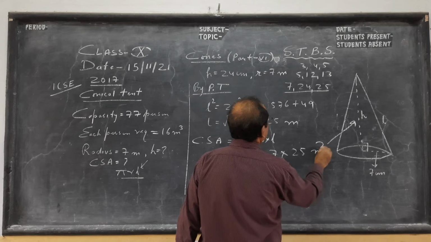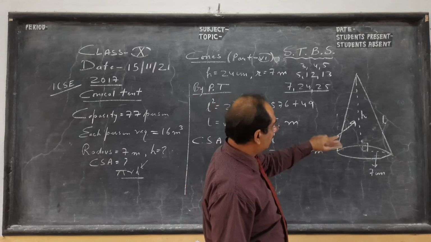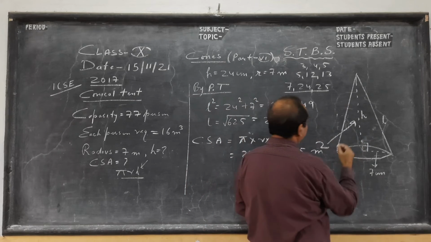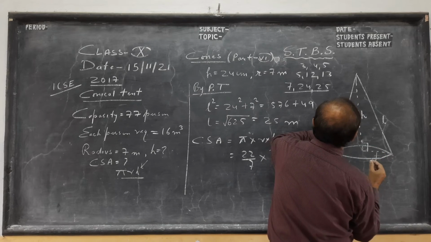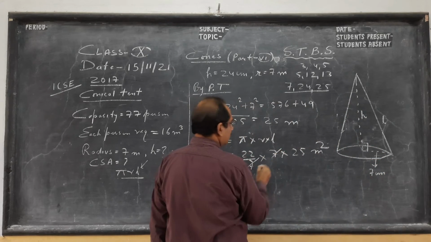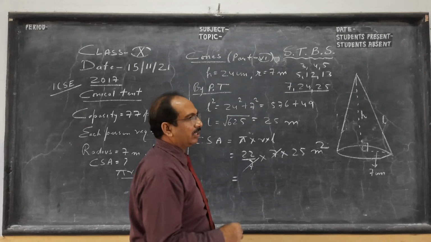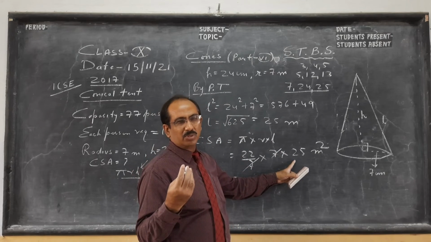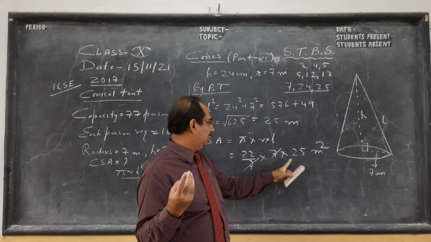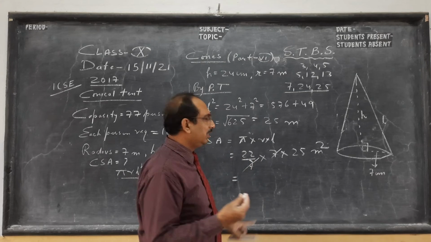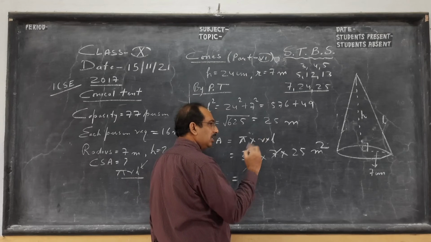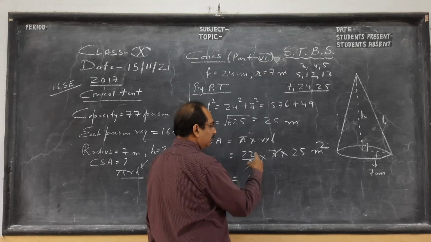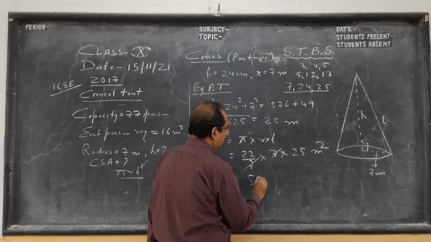And since it is your curved surface area, its unit is in meter square. So see, 7 cancels, 22 into 25. 25 4s are, you remember, 25 2s are 50, 4s are 100. So up to 20 it is 500, I think 550. 25 20s is 500 and another 2s is 50.